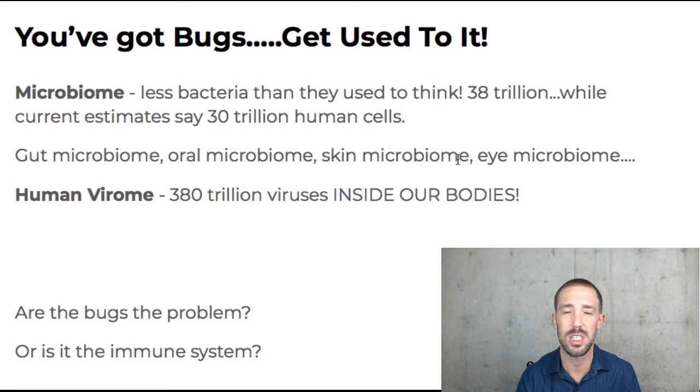So in your microbiome, the bacteria, especially the bacteria in your gut, they used to think it was a little bit higher. Now they're saying right around 38 trillion microorganisms, bacteria specifically, in your gut microbiome. They used to say it was more. Now they're saying it's about a one-to-one with our human cells. But you have all these trillions and trillions of bacteria in your gut, in your mouth, on your skin, in your vagina, in all these different areas.